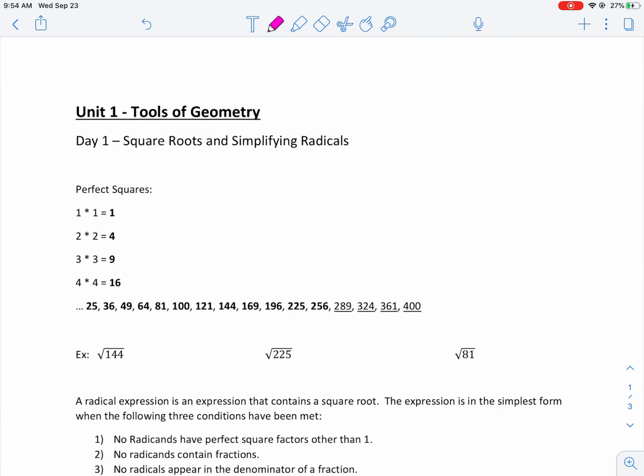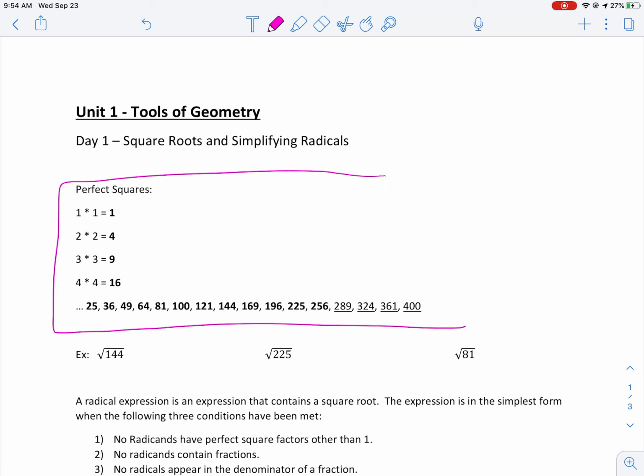Okay, we're going to be discussing Unit 1, Tools of Geometry. We're doing square roots and simplifying radicals. If you notice in the top part here, I've listed all of your perfect squares. It's important that you still try to memorize these things. It'll make things a whole lot easier when simplifying radicals and dealing with square roots. Because if you can recognize those numbers, you might not have to use the hockey stick method, which I will demonstrate both methods, and I'll leave it up to you guys to decide which one you prefer.